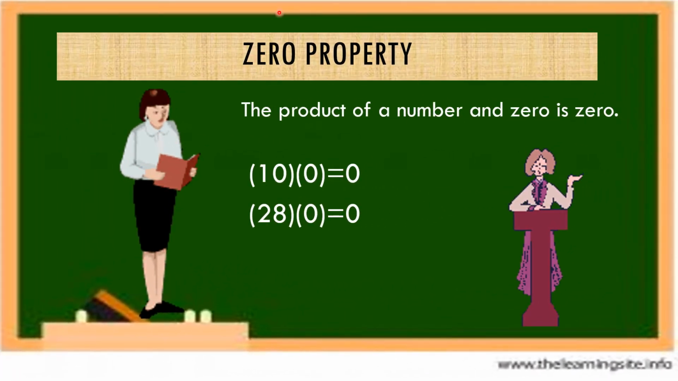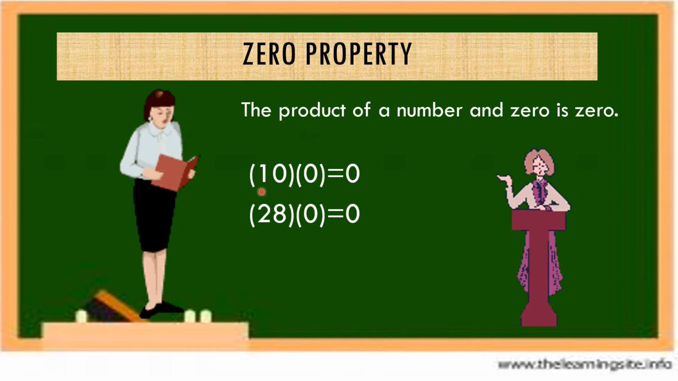So we have zero property. The product of a number and 0 is 0. 10 times 0 is 0. 28 times 0 is 0.